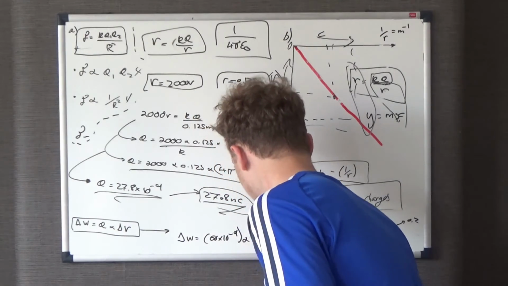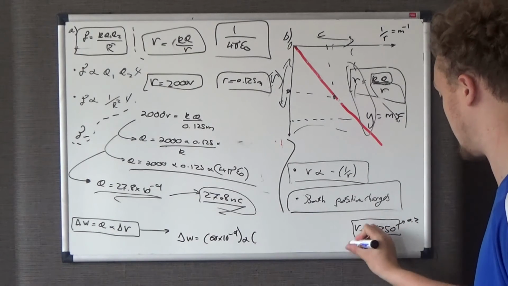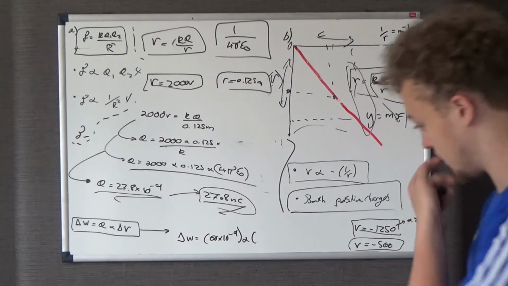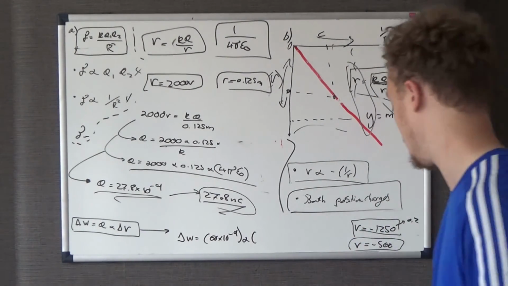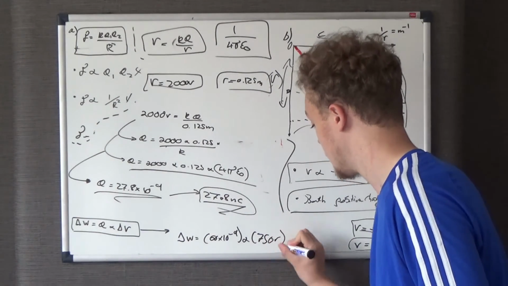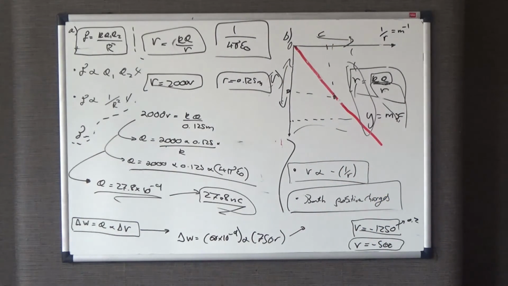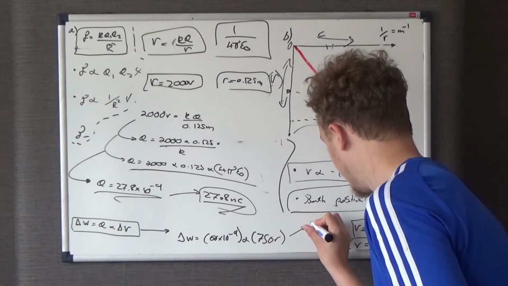Okay, and you times that by the change in potential difference. So, as I say, you're going from 1250 to 500, sorry, minus each one, which obviously comes to 750 volts change. So therefore you just sub those numbers into your calculator and you get 4.5 times 10 to the minus 5 joules.